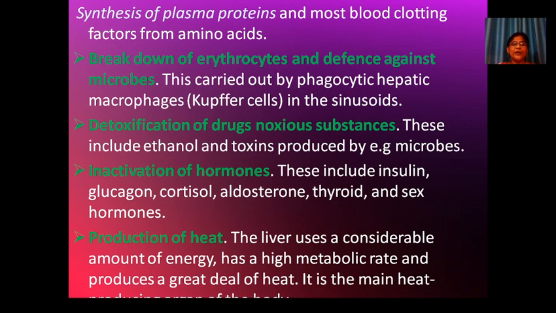These include insulin, glucagon, cortisol, aldosterone, thyroid, and sex hormones, which are inactivated in the liver. And production of heat. The liver uses a considerable amount of energy and has a high metabolic rate and produces a great deal of heat. It is the main heat production organ of the body.